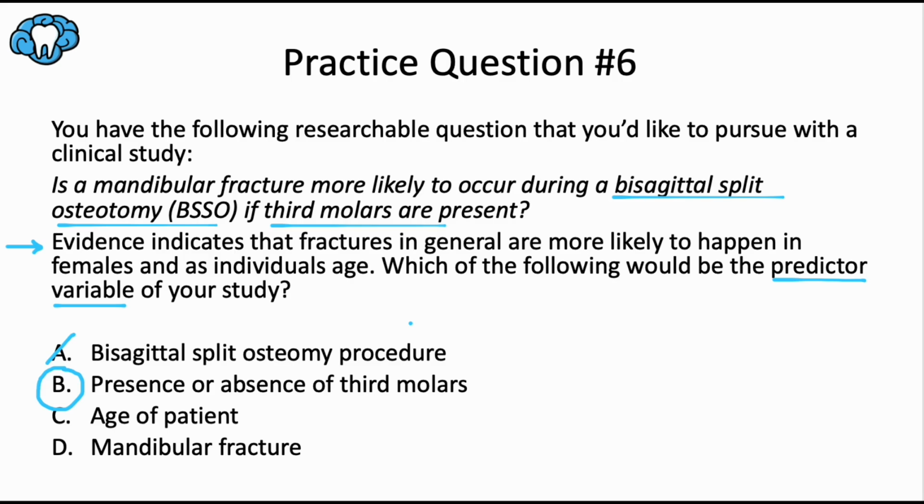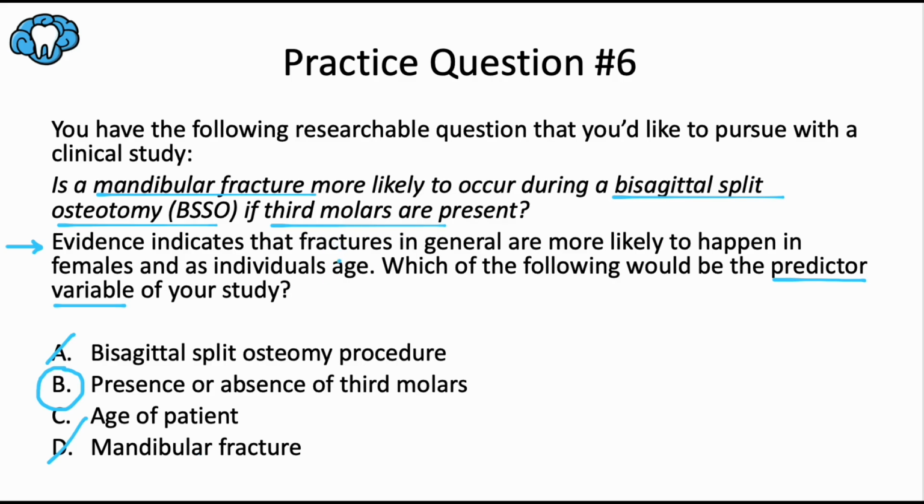Now, just to take this all the way through, the outcome variable or the dependent variable is the plant. What's going to change as a result of manipulating this part. And so that's going to be whether or not mandibular fracture happens. Of course, we hope there's no mandibular fracture, but sometimes it is a side effect. So that is going to be the outcome variable in this study.